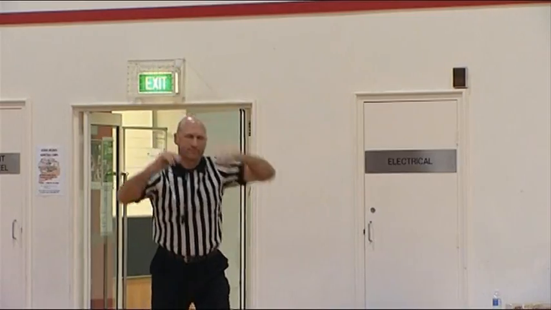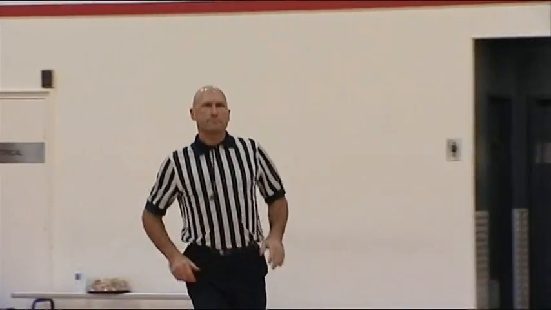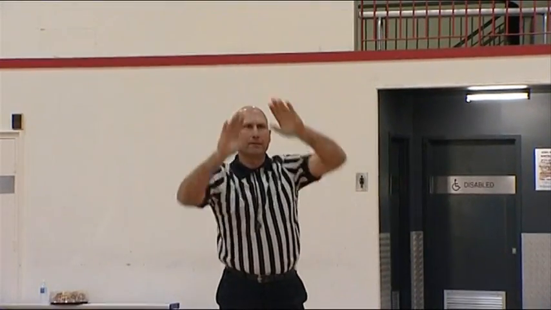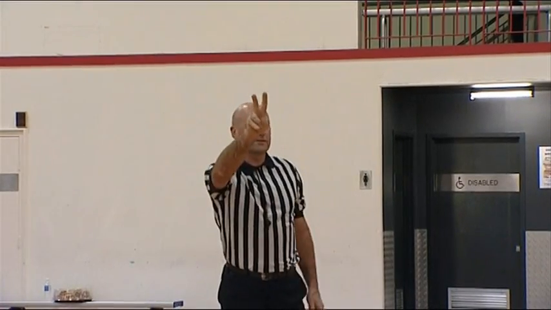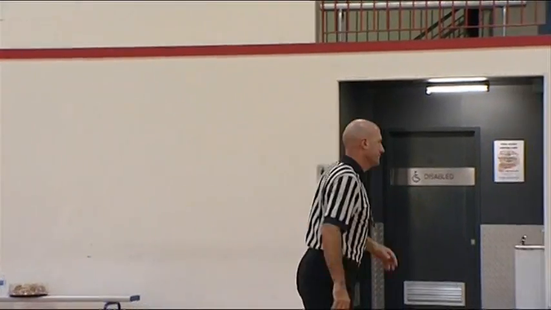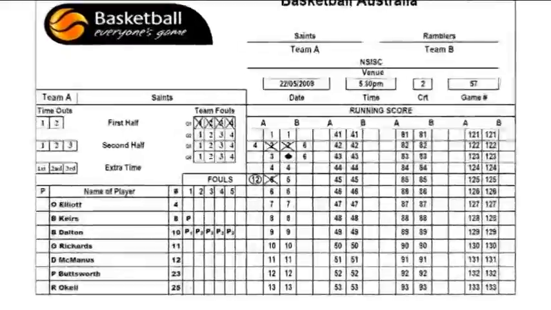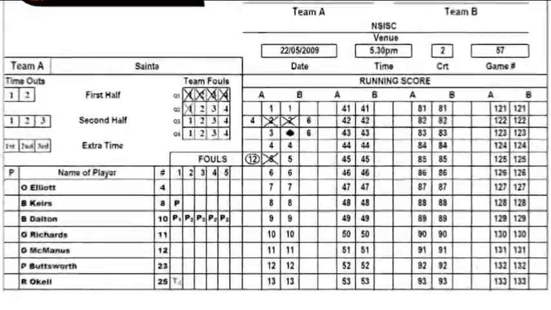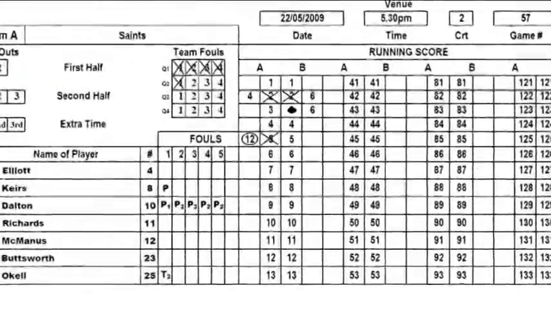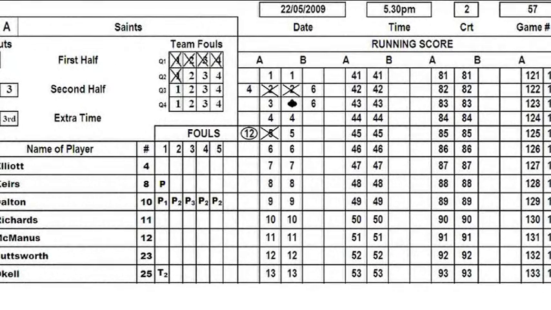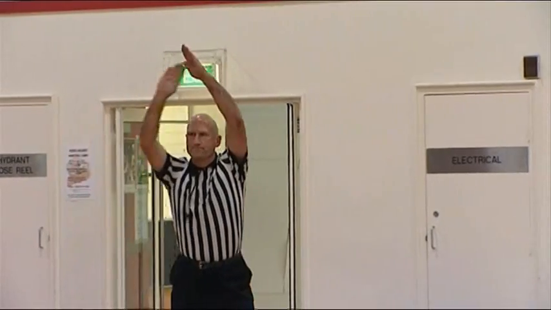There's some other things that may need to be put on the score sheet during the game. Here we have a technical foul being called on a player. This may have been for swearing, for instance. It results in the other team getting 2 free throws and possession of the ball. You show it on the score sheet by writing T2 next to the player's name.